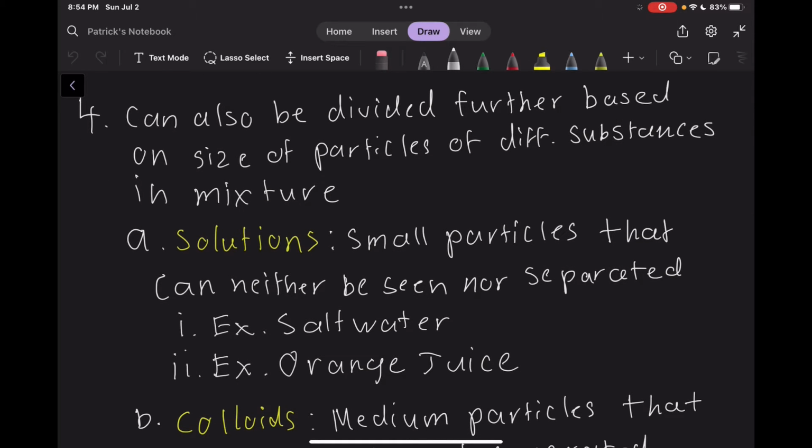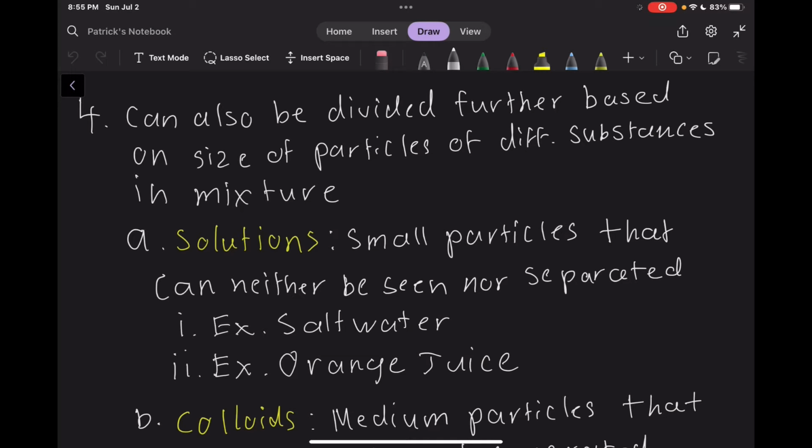Now, inside these broad categories we can fit some subdivisions. These subdivisions are based on the sizes of the different substances or particles which are part of a mixture. If the particles are small, we call the resulting mixture a solution. A simple example of a solution is salt dissolved in water. Salt water is water, or H2O, combined with sodium chloride, or NaCl.